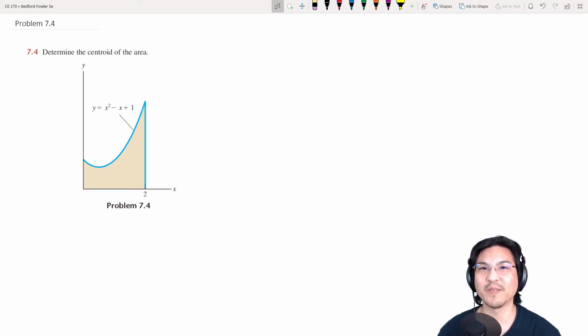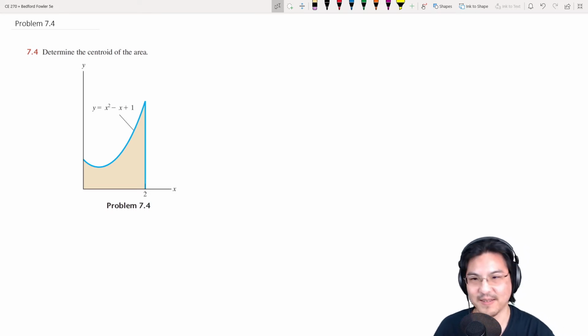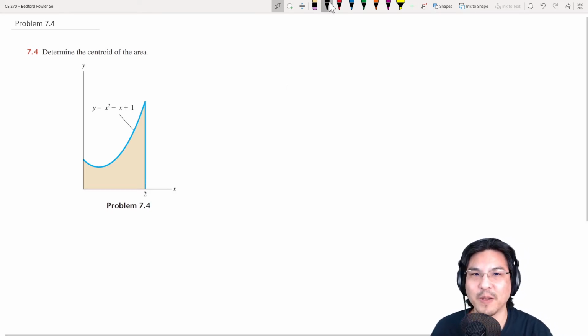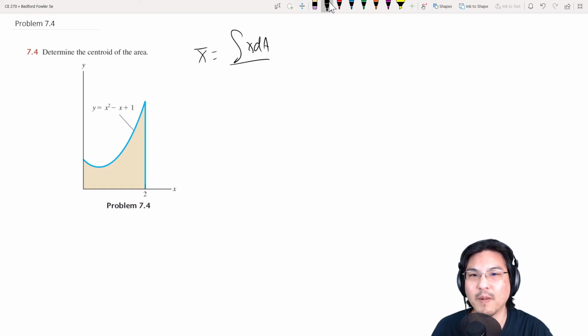Everybody. All right, let's give this problem a try. So we're trying to find the centroid of this shape. If you want the x component of the centroid, it's like this formula. For the y component, this formula.